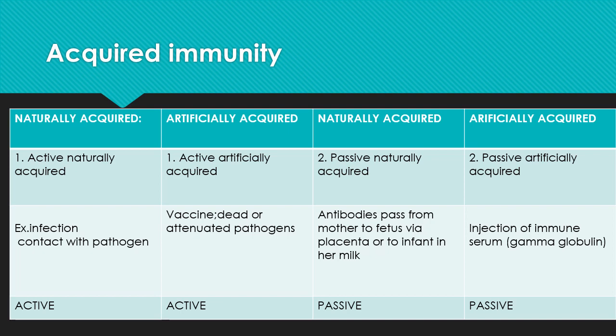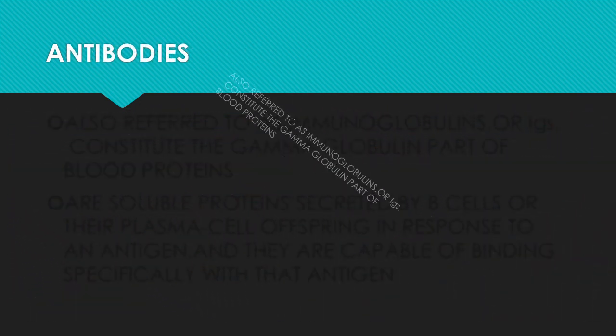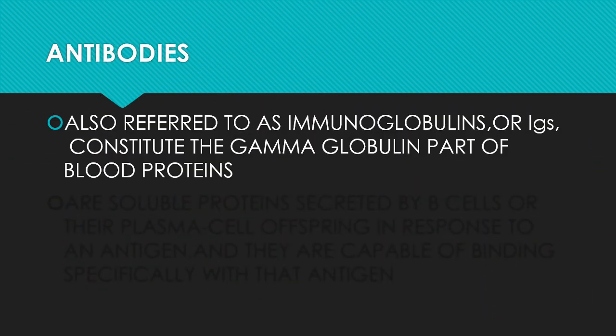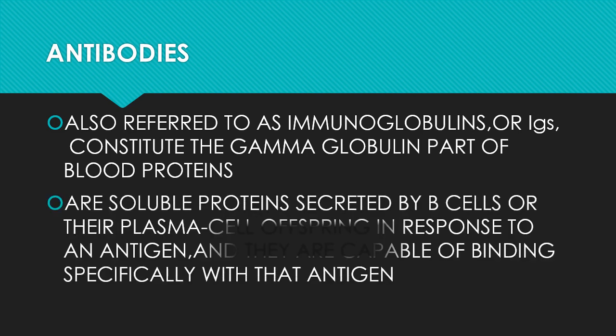Again, the two: active natural is infection, active artificial is vaccine, passive natural is antibodies via placenta or breast milk, then passive artificial is injection of immune serum. The antibodies, also referred to as immunoglobulins or Igs, constitute the gamma globulin part of blood proteins. They are soluble proteins secreted by B cells or their plasma cell offspring in response to an antigen, and they are capable of binding specifically with that antigen.